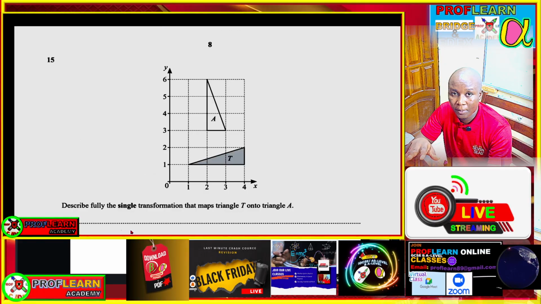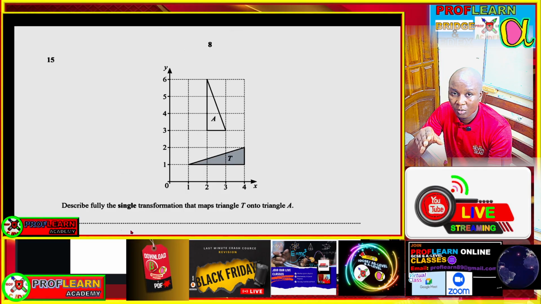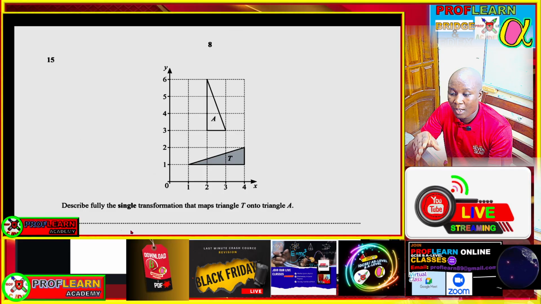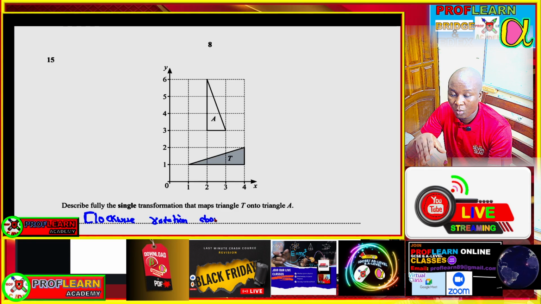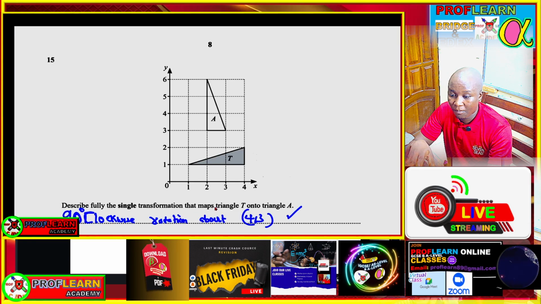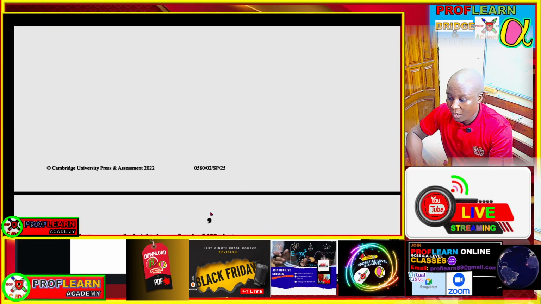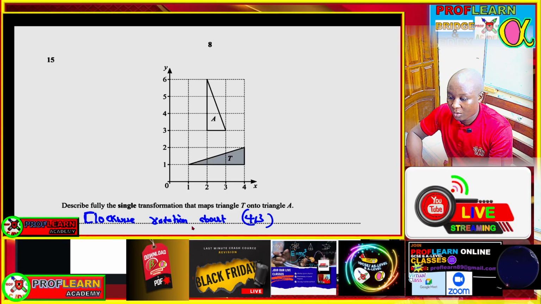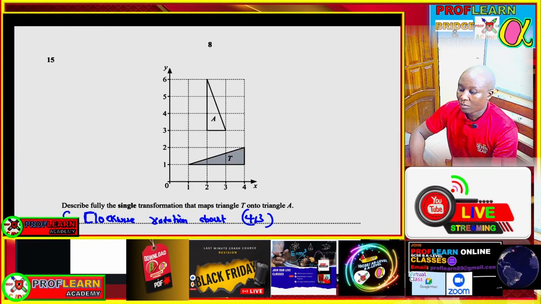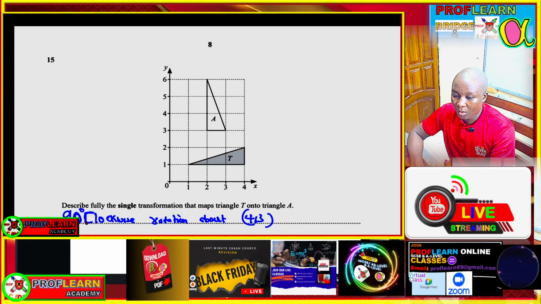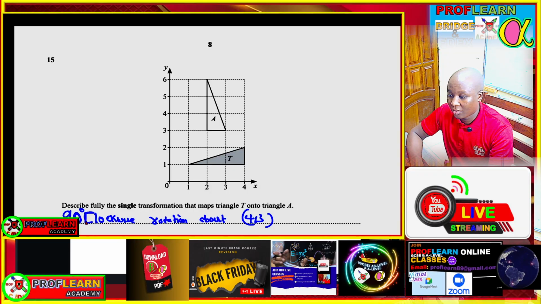If you have a tracing paper or a geometrical set, you can be able to determine this, and you realize that this is a rotation, a clockwise rotation, about the point (4, 3), 90 degrees. So if you have a tracing paper, you'll be able to do that, and it's a 90 degree clockwise rotation about the point (4, 3). Yeah, so that is exactly what you are supposed to do at that particular point.